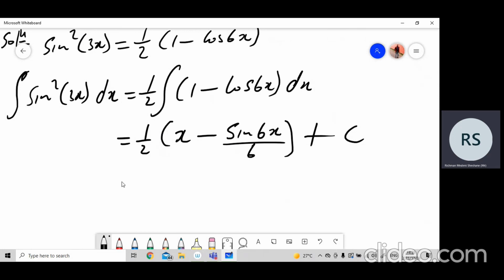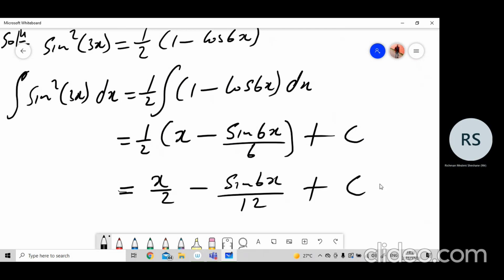So the answer is x over 2 minus sine of 6x over 12 plus c. All right.